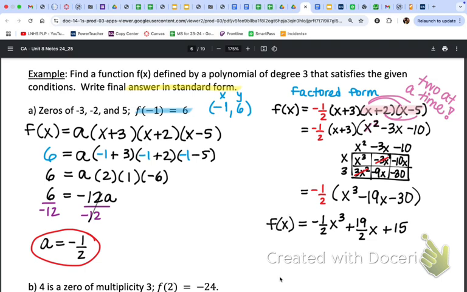This is your final answer, because it answers the question. It said to write it in standard form. This is standard form vocab today. Which we started with before we did all the multiplication was factored form. And this is standard form.